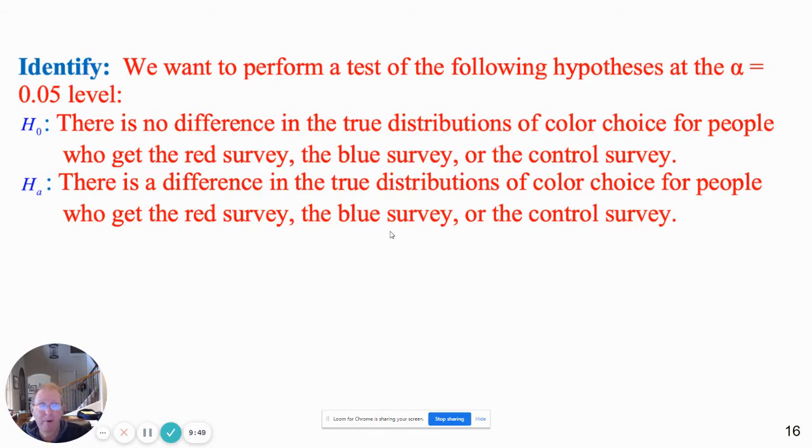In the identify part, we want to state the significance level. So we want to test the following hypothesis at alpha equals 0.05. My null hypothesis is that there's no difference in the true distribution of color choice for people who get the red survey or blue survey or control survey. The alternative is that there is a difference in the true distribution of color choice for people who get the red survey, blue survey, or control survey. So that's the identify part.